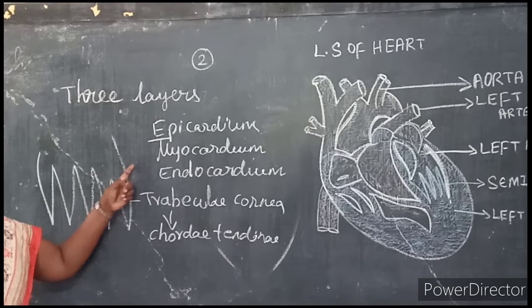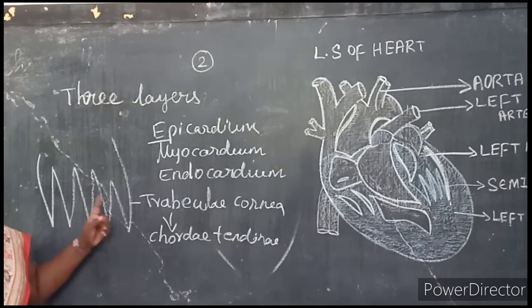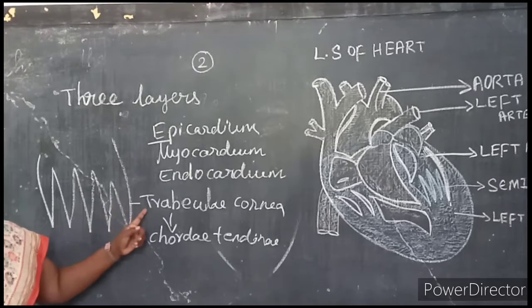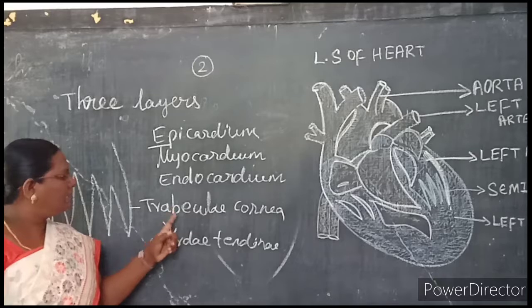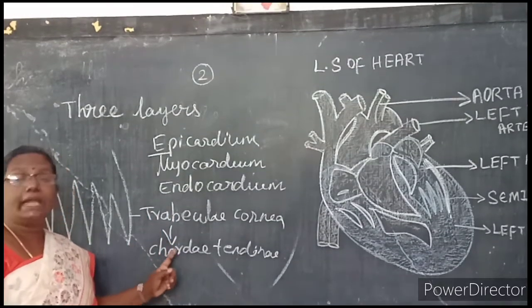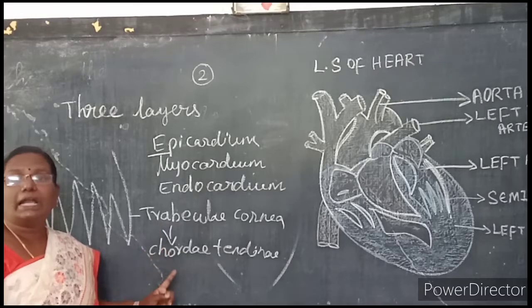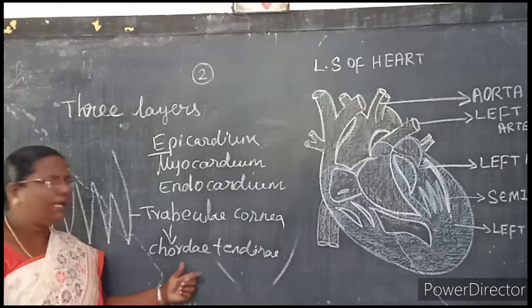The myocardium is thrown into irregular ridges or foldings. What is the name of these foldings? Trabeculae carneae. This trabeculae carneae is modified into the cardiac dendrite. Say it: trabeculae carneae, cardiac dendrite.